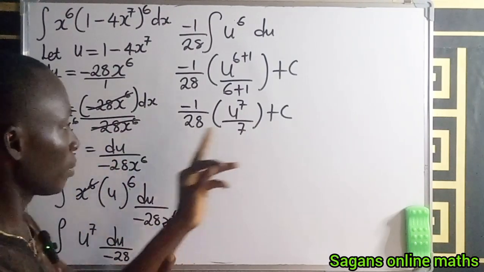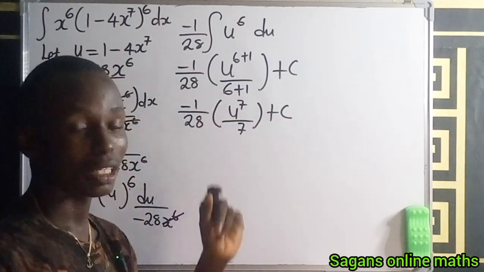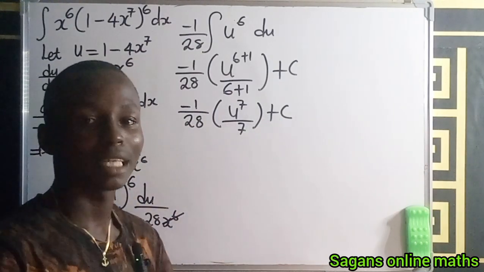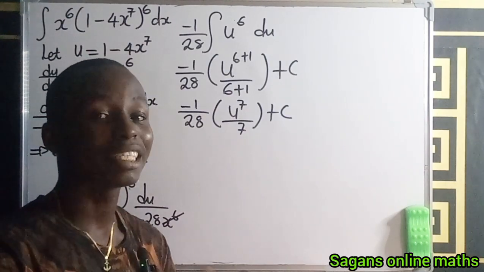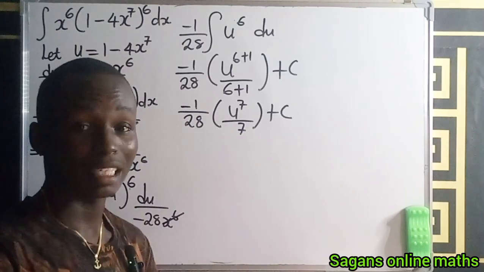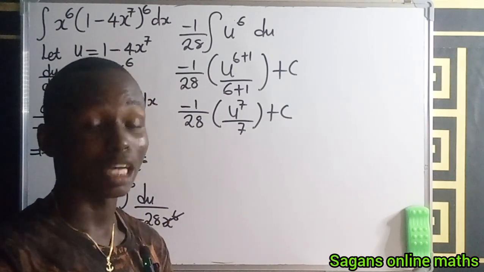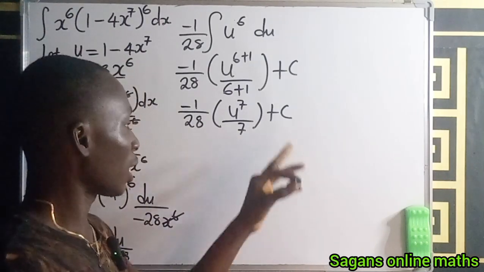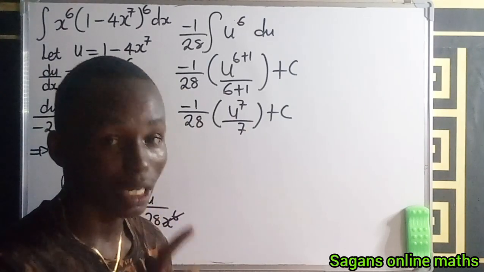Now let me explain why you have C. Don't forget this is an indefinite integral. The reason we have plus C here is that there are many constants that were differentiated that cannot be integrated anymore. So this C represents those constants that were differentiated. That's why in an indefinite integral we always have our plus integration constant C, which is very important.